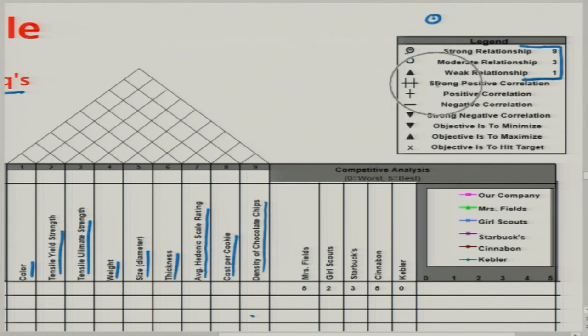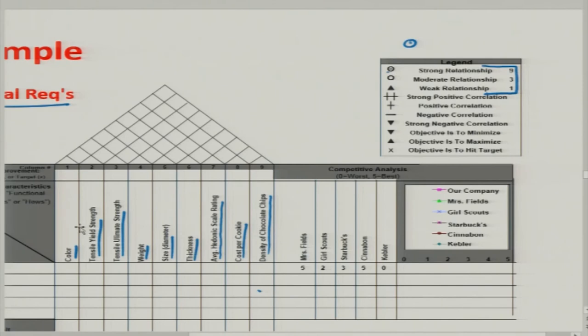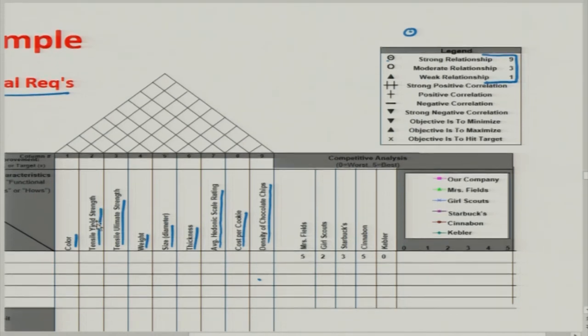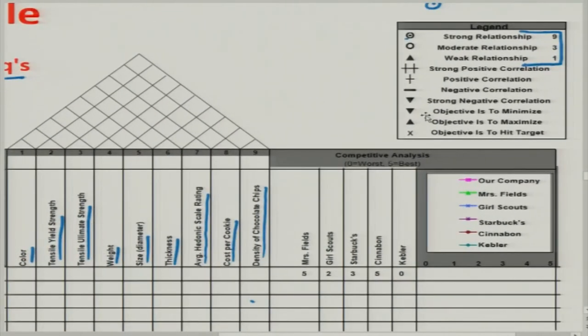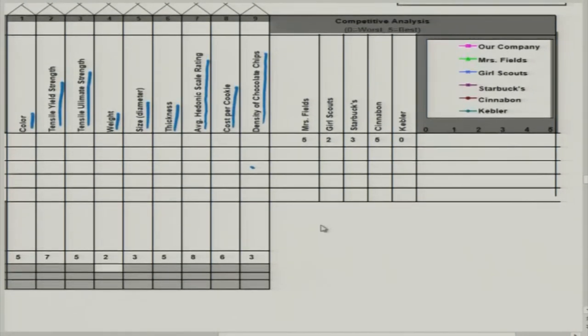Double plus is strong positive, single plus is positive correlation, minus is negative correlation, and the downward arrow is strong negative correlation. Also we have objectives. What is the objective in this specific function? What are we going to do with this function? Are we going to improve the color? Are we going to enhance the tensile yield strength or decrease it? We need to see. The objective is to minimize, to maximize, or to hit a target. What are the target values? We will put them here.